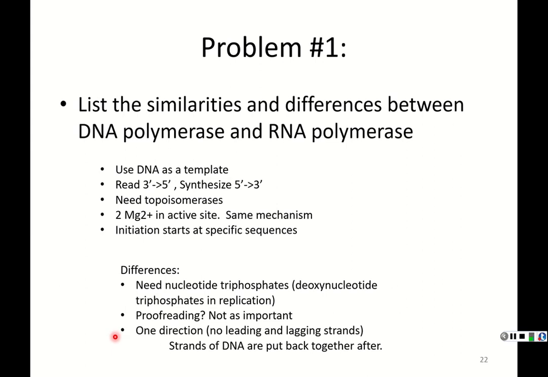Another difference, you're doing this in one direction. Your RNA polymerase is making a messenger RNA. It's only using one strand and it's going in one direction. And the DNA strands, they're not completely unwinding. They're being put back together right after the polymerase.